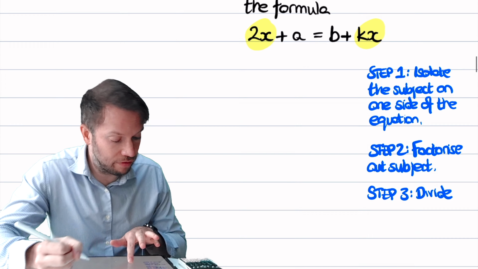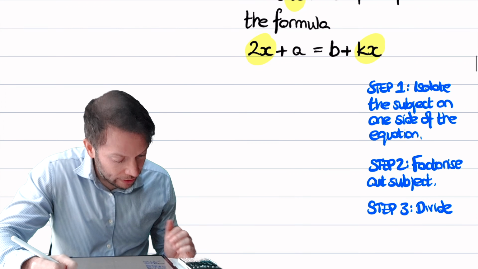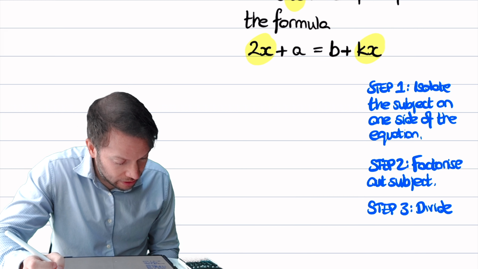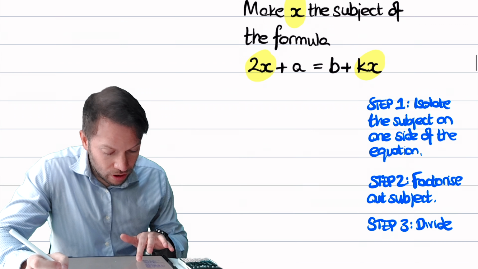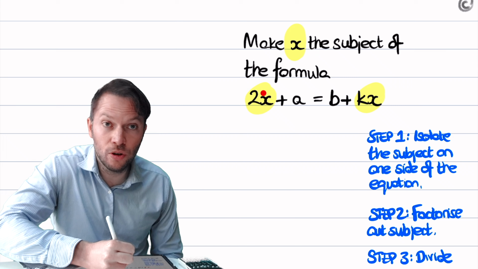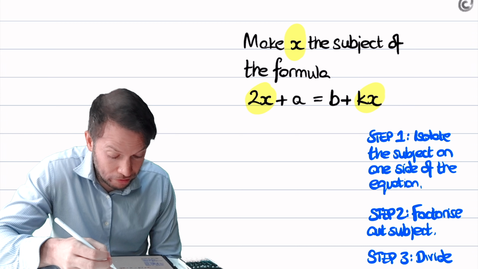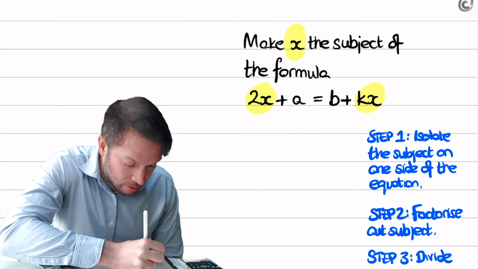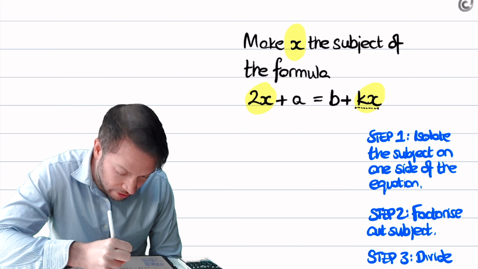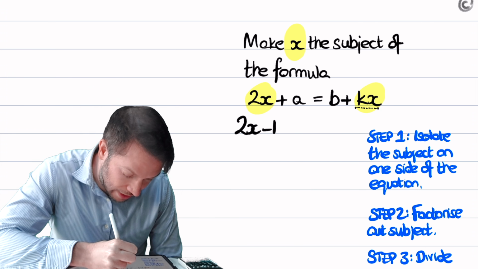If we look at these steps from the previous videos, we can see we want to isolate the subject, any term with an x in it, on one side of the equation. So we need to either get all the x terms on the left-hand side of the equation or the right-hand side. I'm just going to get them on the left-hand side. So to move this kx here to the left side, I'm going to subtract kx from both sides. So I'm going to do 2x minus kx.